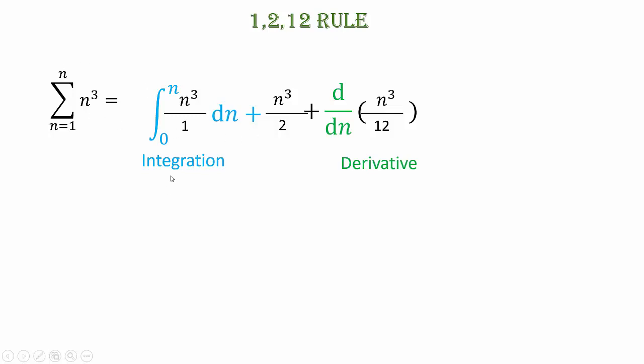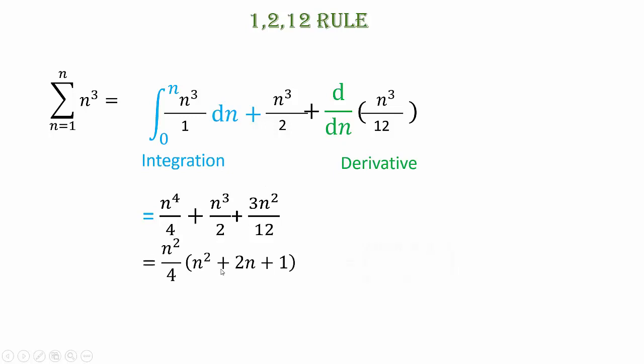So after simplifying, the integration of n cube will give n to the 4 by 4. This is the same function, and the differentiation of n cube over 12 with respect to n will give 3n squared by 12. After simplifying, we will get this result, and it will finally simplify to the equation that we have already seen. So this is for summation n cube.